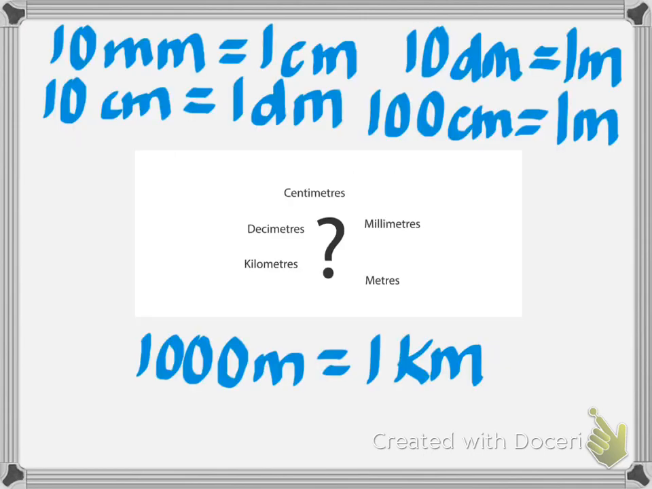Lastly, here is a reminder of all the different units of measurement we've used and how they convert to one another. So 10 millimeters is the same as 1 centimeter. 10 centimeters is the same as 1 decimeter. 10 decimeters is the same as 1 meter. 100 centimeters is also the same as 1 meter. And 1,000 meters would be the same as 1 kilometer.